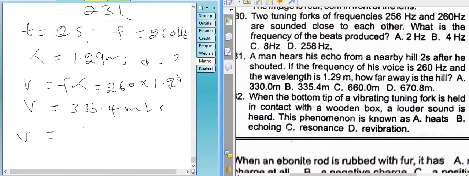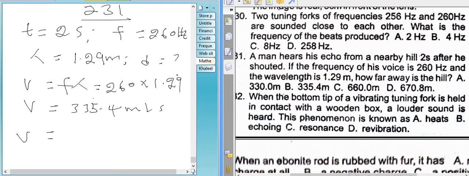Then we apply the second formula, that is velocity is equal to distance over time. But in this case, we have the issue of a sound wave. It's an echo, so we must count the distance it goes and comes back, because to hear the echo, that is the reflection of sound, when it reaches the surface, it comes back. So you have two distances, the one it is going, then the one it is coming back.